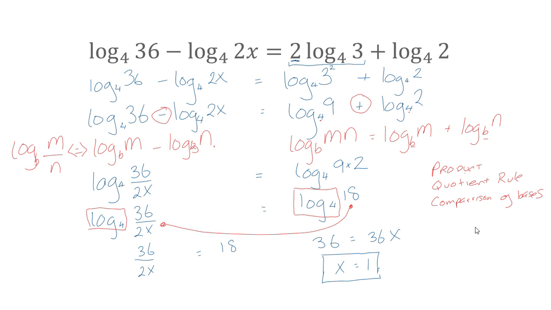What else did we use? Oh, and we used the power rule. The power rule was the first rule that we used to eliminate the multiplier of 2 and bring it in as an index.